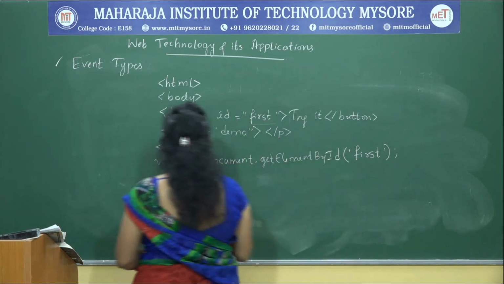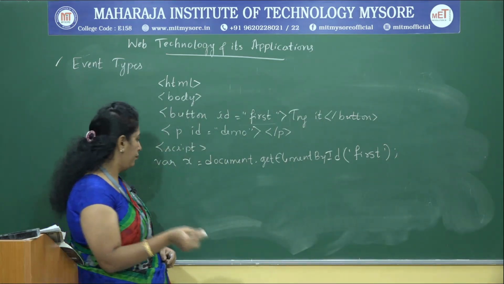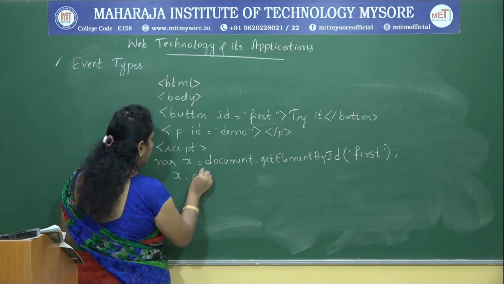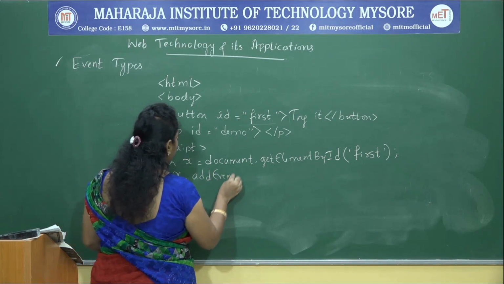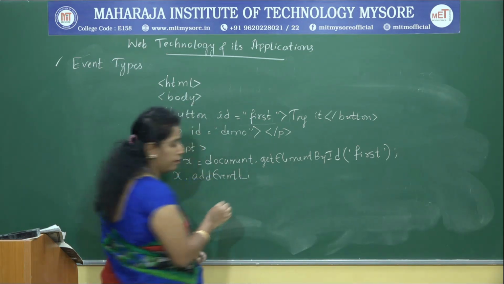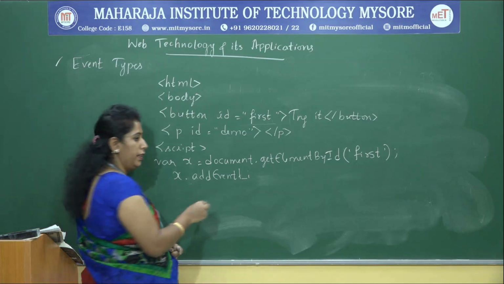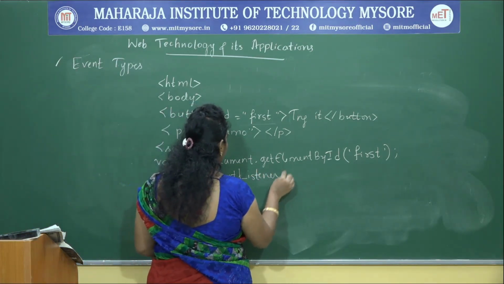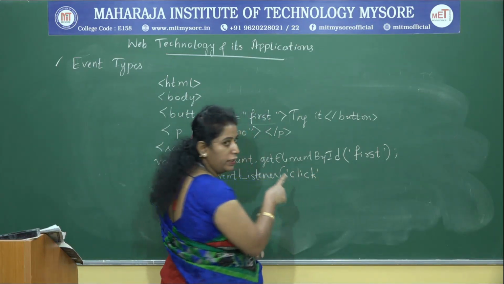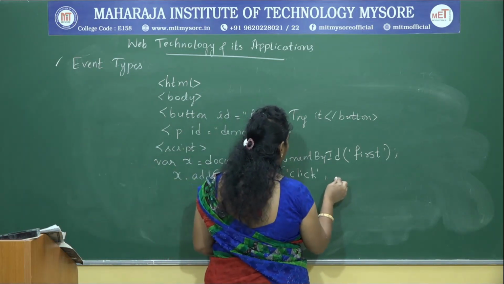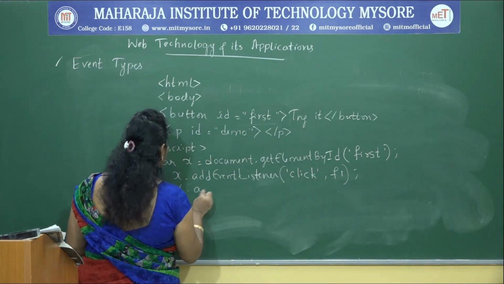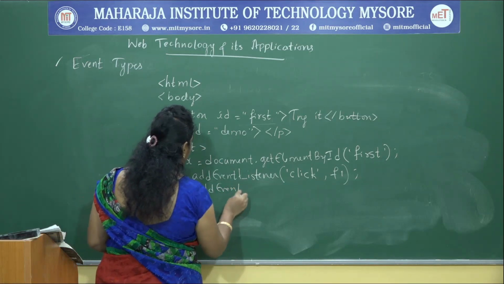Then use handlers, multiple handlers. How to use? X.addEventListener. When you click, this is a mouse event, right? Click. What should it do? It should call function1. X.addEventListener.